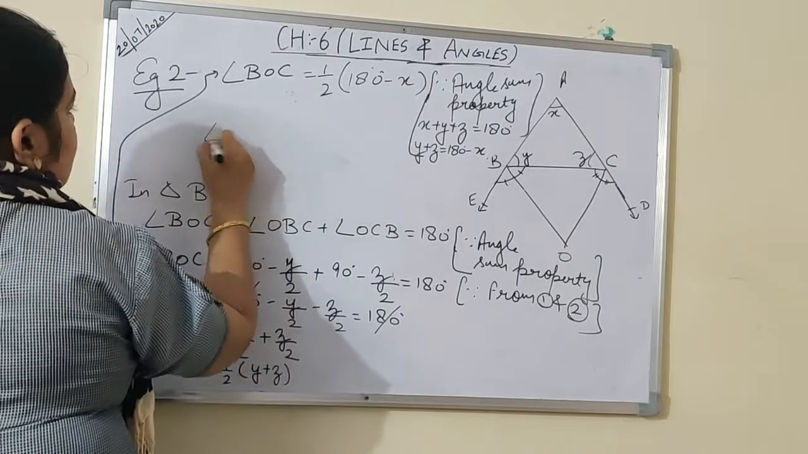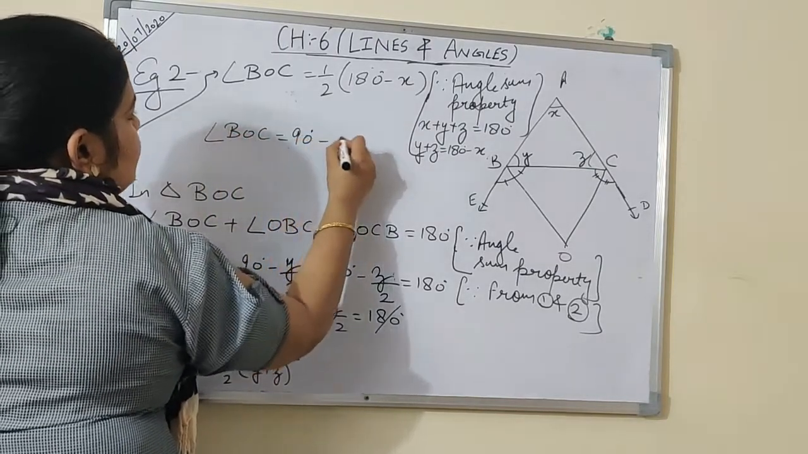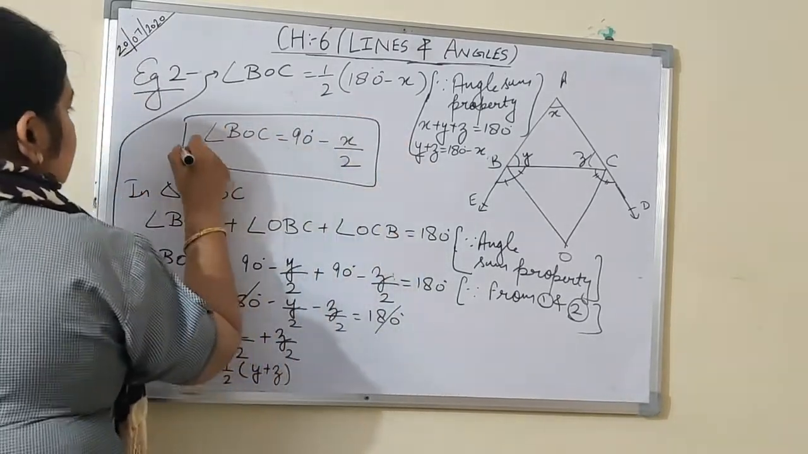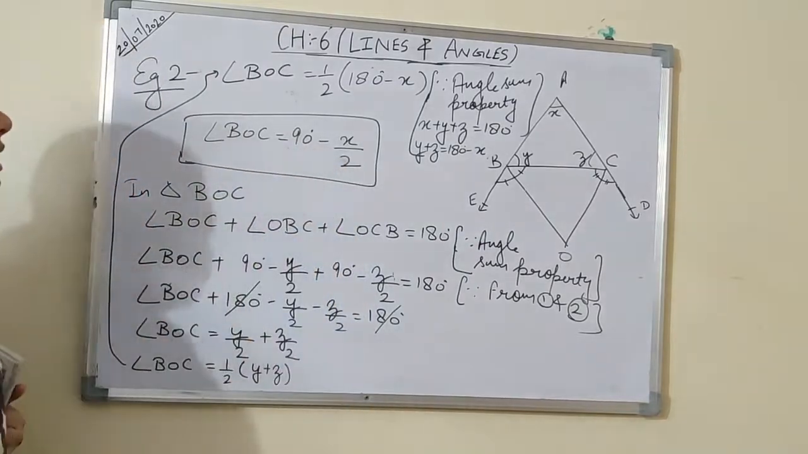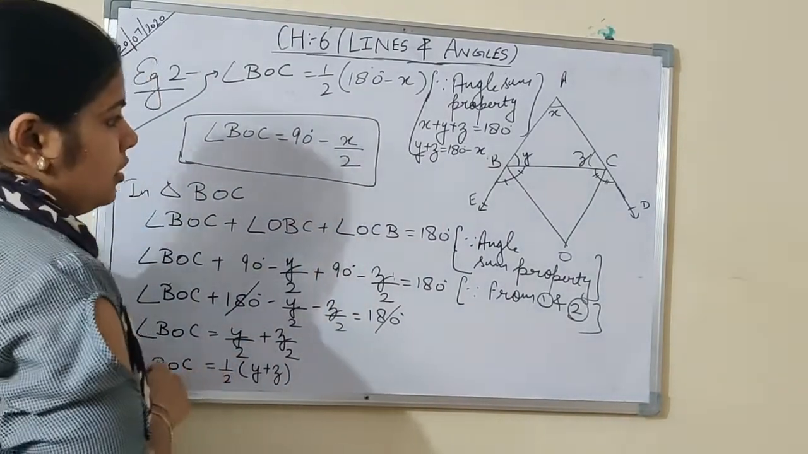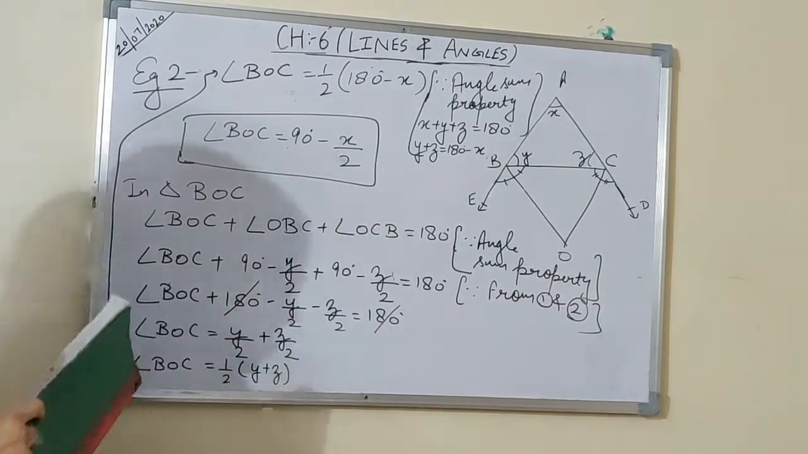Then what will be the final answer? 90 minus x by 2. Angle BOC is equals to 90 minus x by 2. So this is what we need to prove. Now come to next question.